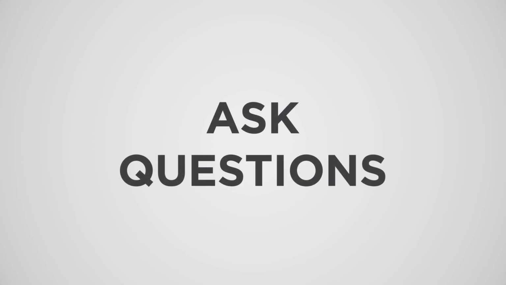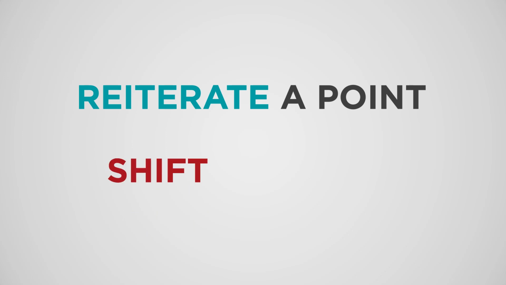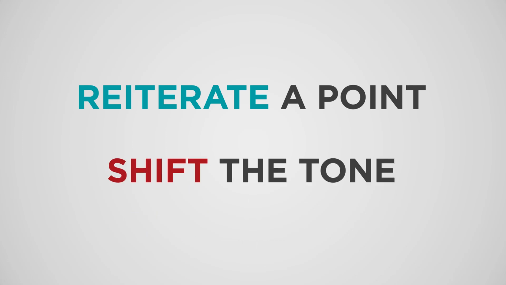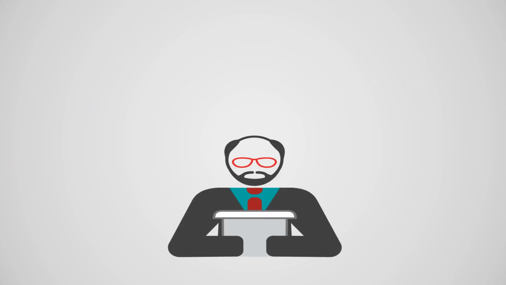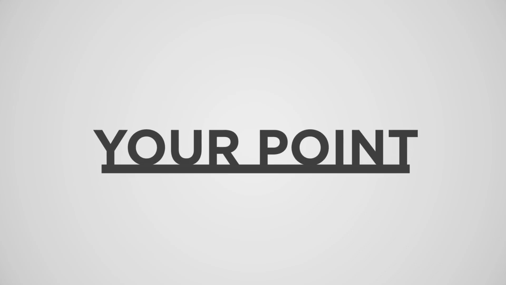Ask questions. Ask questions of your characters in the text. Ask them of your reader. Questions can be an excellent way to reiterate a point or shift the tone of a piece in an unexpected way. It also puts the impetus on the reader to consider both your query and its potential answers. Questions are even helpful if they're rhetorical because they help underscore your point.